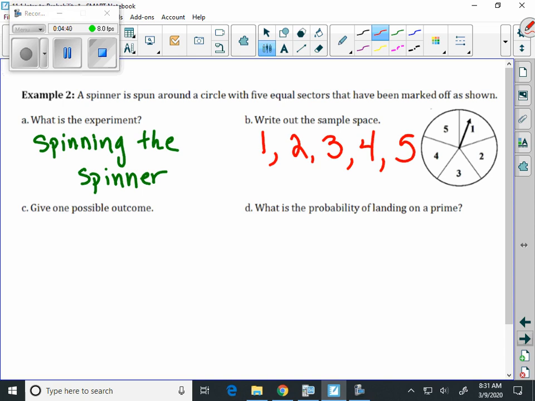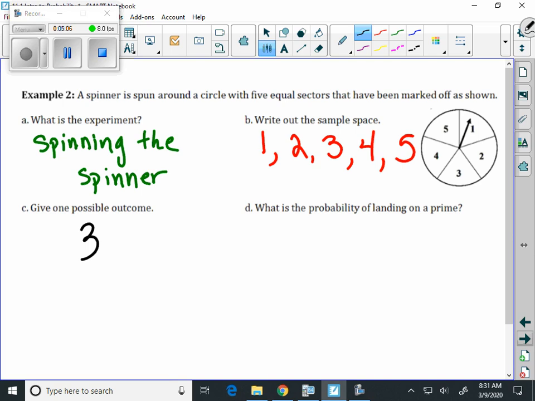So if we look at one of the outcomes here, it says give one possible outcome. Well, pick one of these numbers. It doesn't even have to be the same thing that I write down on my paper. It's either 1 or 2 or 3 or 4 or 5. I'll go right in the middle. One of the outcomes: we spun and we ended up with a 3. It landed on the 3.